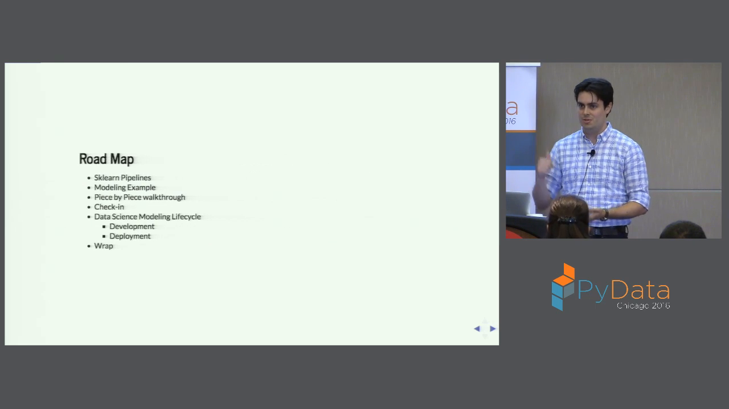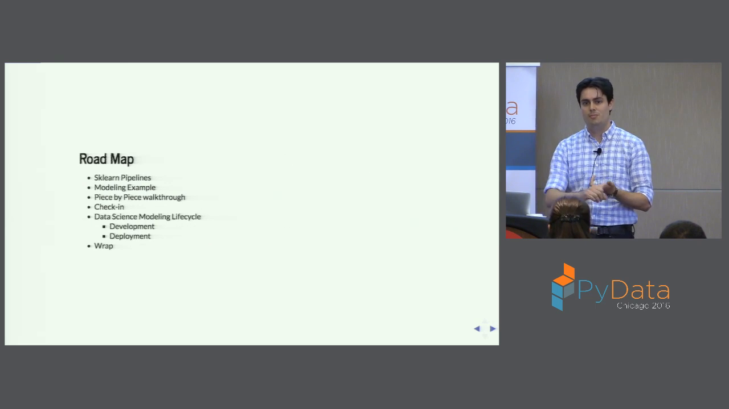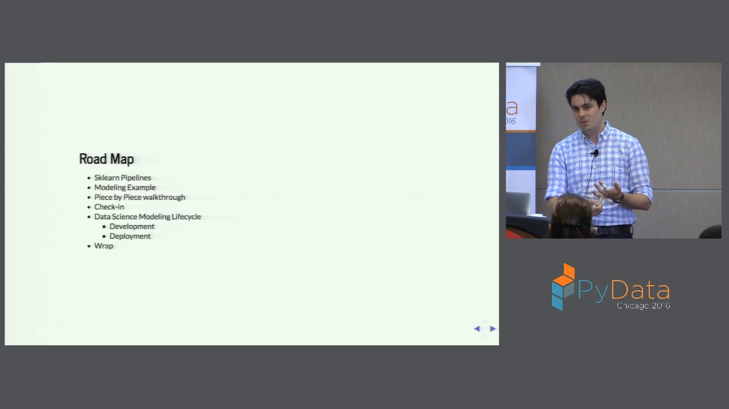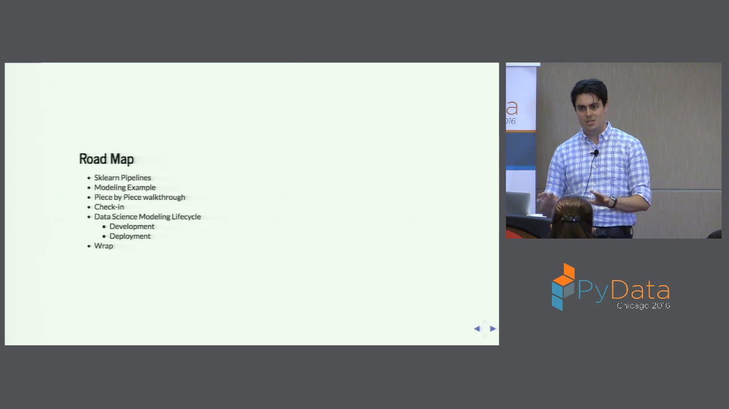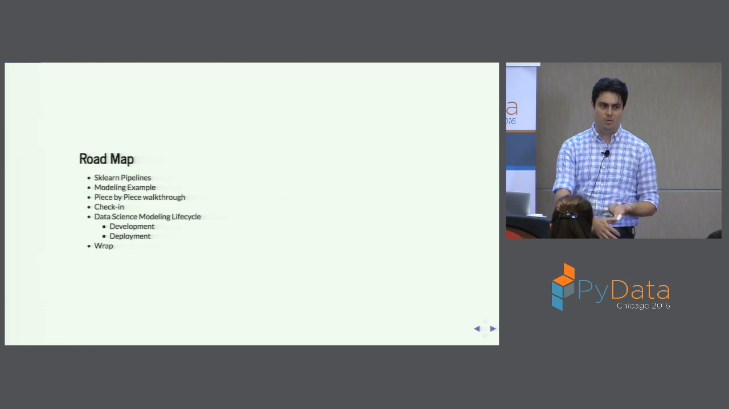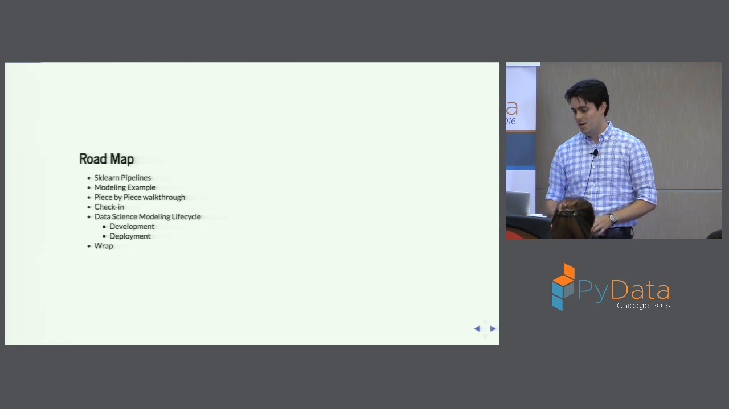Here's the roadmap for the talk. We're going to talk about what pipelines are. I'm going to give you a modeling example. We're going to do a piece-by-piece walkthrough of what goes inside of a pipeline. Then we're going to check in, make sure we're good. Then we're going to talk about the life cycle of data science, mainly development followed by deployment. Then we're just going to wrap it up.